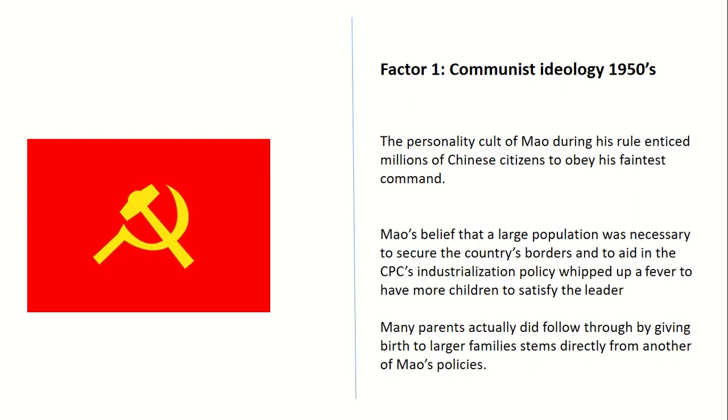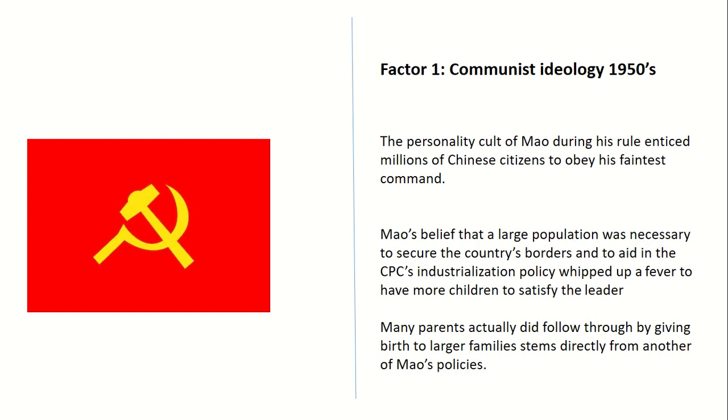So because he was such a powerful leader, whenever he asked China to do something, millions of citizens obeyed him without even question. So if he said to them, I want you to start growing this crop, or if he said, I want you to start having this many children, they would do it without really questioning why. And he believed that a large population was needed to secure the country's borders and to aid the industrialization policy. And that's that policy of introducing factories, etc., which has worked in the modern day. And it whipped up a fever to have more children to satisfy their leader.